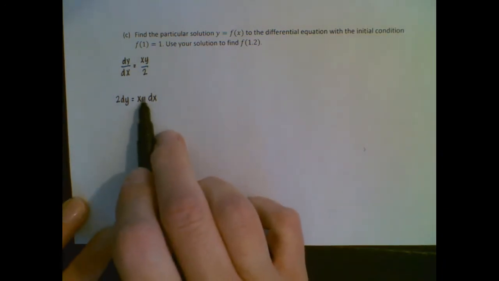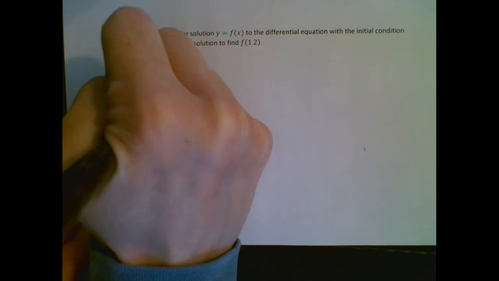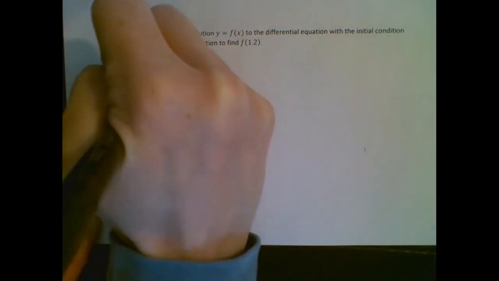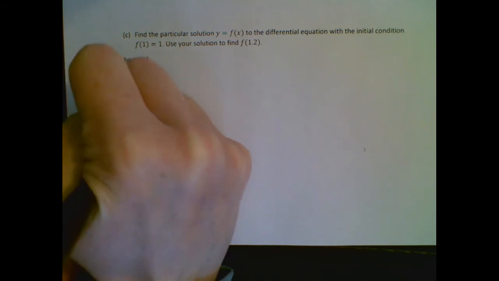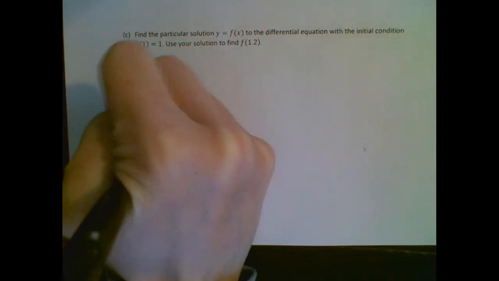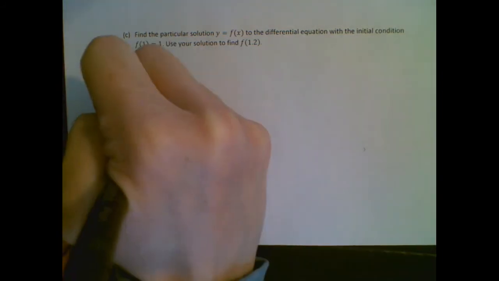I want to get rid of this y because I want to get all of the x's by itself over here on this side. So in order to do that, I can go ahead and divide each side by y. So that's really going to give me 2 over y dy is going to be equal to x dx. And now that I've got my variables separated, go ahead and take the integral to get the antiderivative.